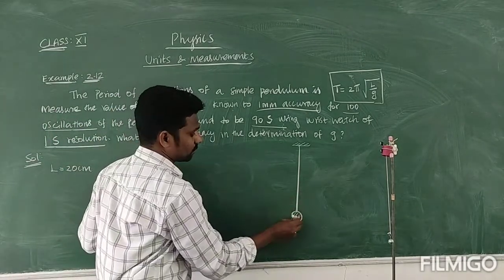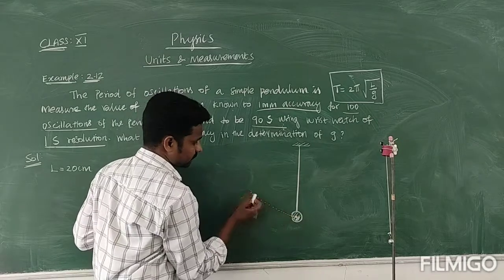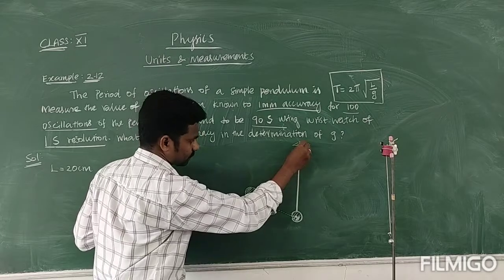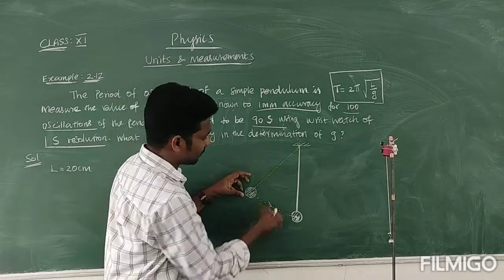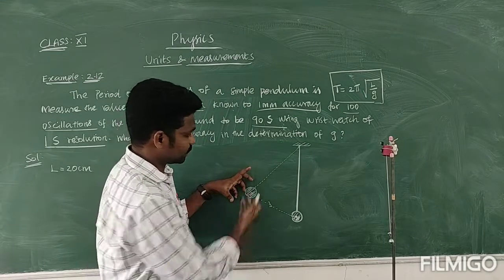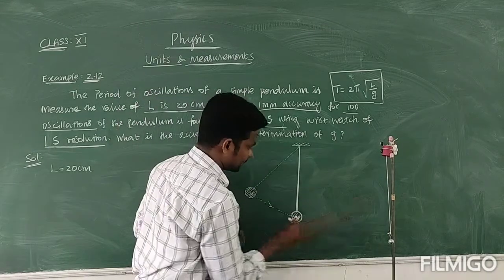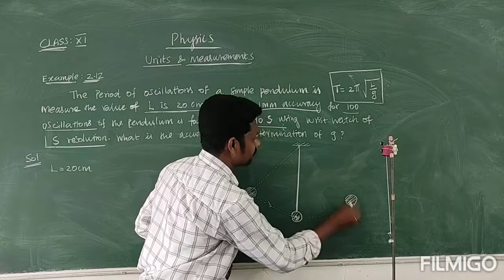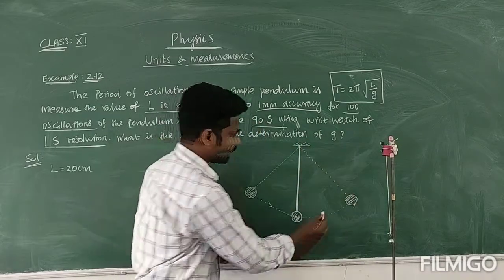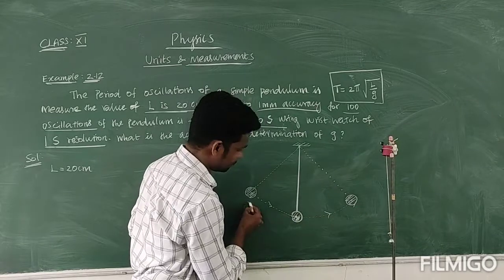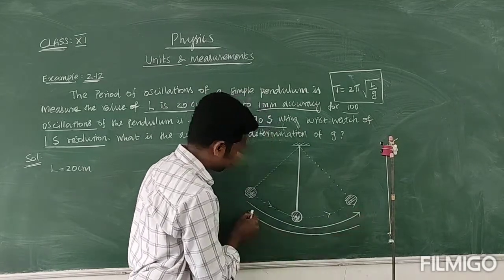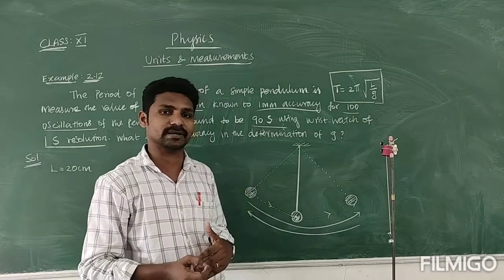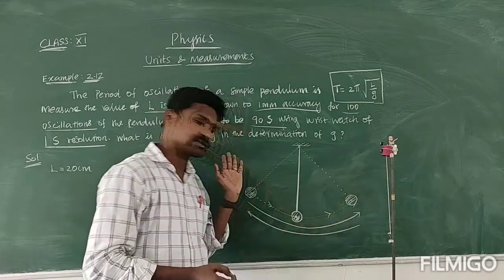Say, for example, now the bob is here. Now I leave this bob from here. Then what will happen? It will reach the extreme point on the opposite side, then again it will return back. First it moves like this, then it returns back. This is known as one time period. So one time period is nothing but the time taken by the bob to complete one oscillation.